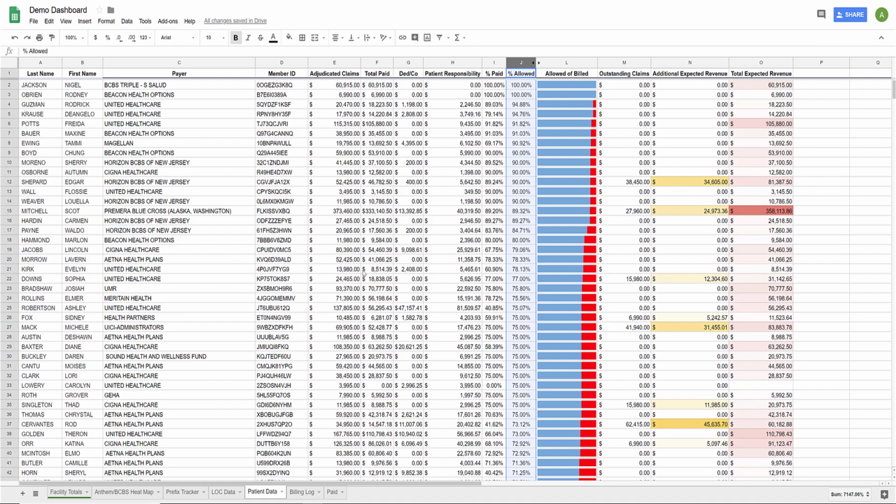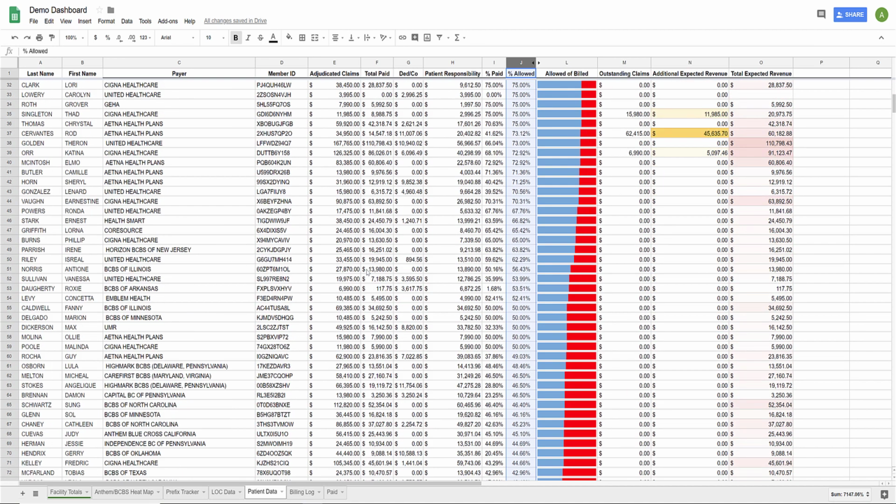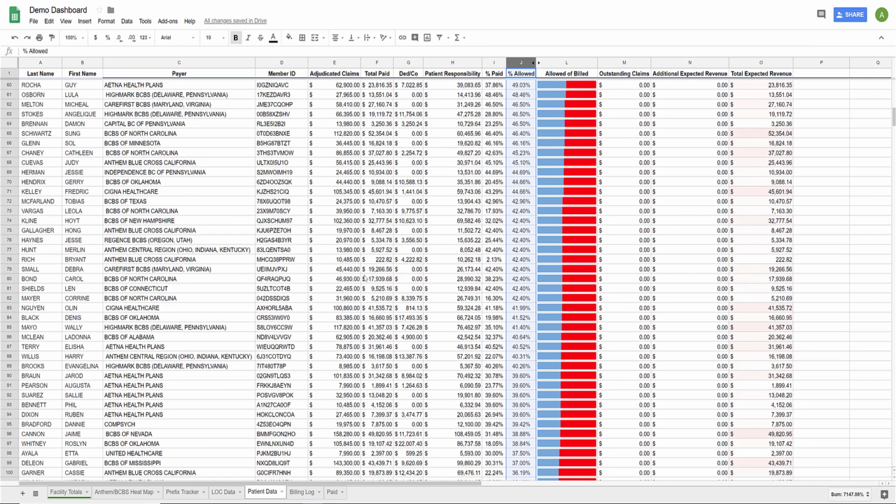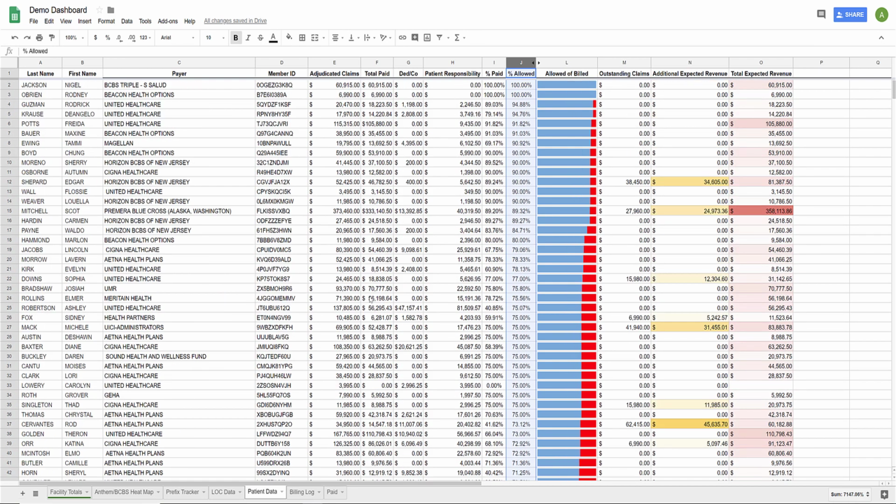Again, this is every patient that's ever been in your facility, so it can get quite long, and it's updating every evening with up-to-date data. Now, those tabs are all very high-level overviews of the operations and what's going on with your company. However, we do also have the billing log here.